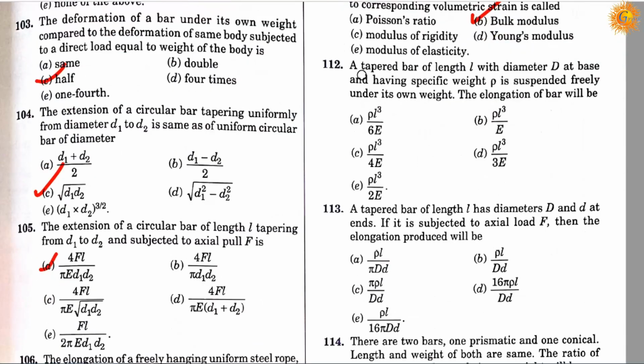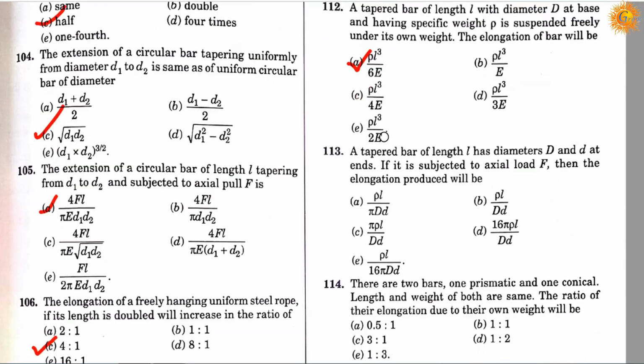Question number 112. A tapered bar of length small l with diameter capital D at base and having specific weight rho is suspended freely under its own weight. The elongation of bar will be option A rho l cube upon 6e, option B rho l cube upon e, option C rho l cube divided by 4e, option D rho l cube divided by 3e, and option E is rho l cube divided by 2e. Correct answer is A. It will be rho l power 3 divided by 6e.